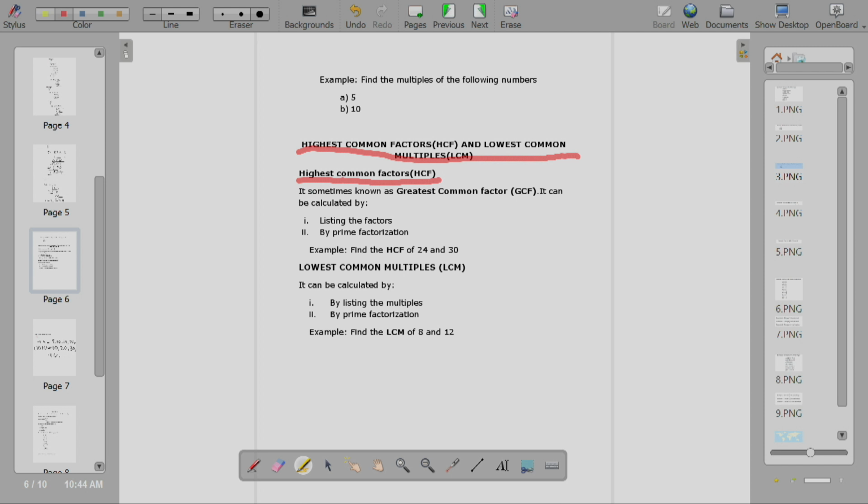Highest common factor is sometimes known as greatest common factor, or simply GCF. And GCF can be calculated by using two methods. We can use two methods to find the GCF of numbers, and those methods are the listing factors method and prime factorization.